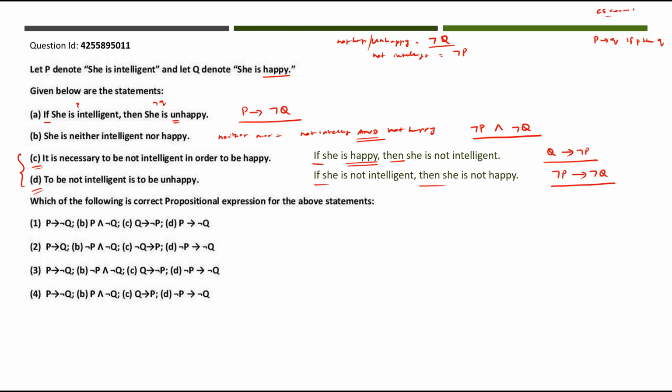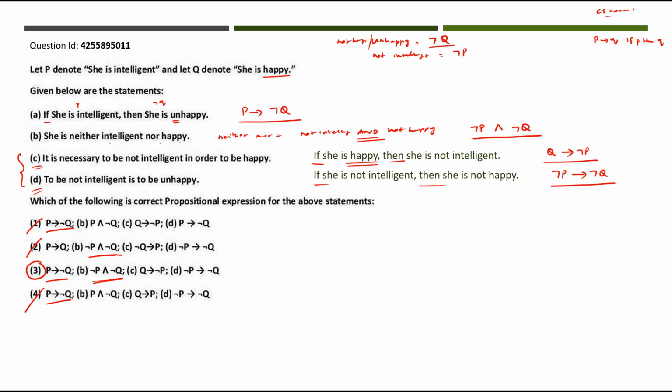With A and B, first we will check whether we are able to find the answer. P implies negation of Q is found in 3 of the options. So from this we can rule out option 2. What about B? Negation of P and negation of Q. It is available in 2 of the options. So from this we can rule out option 1 and option 4 also. So just based on A and B, you will be able to mark the answer as option number 3.